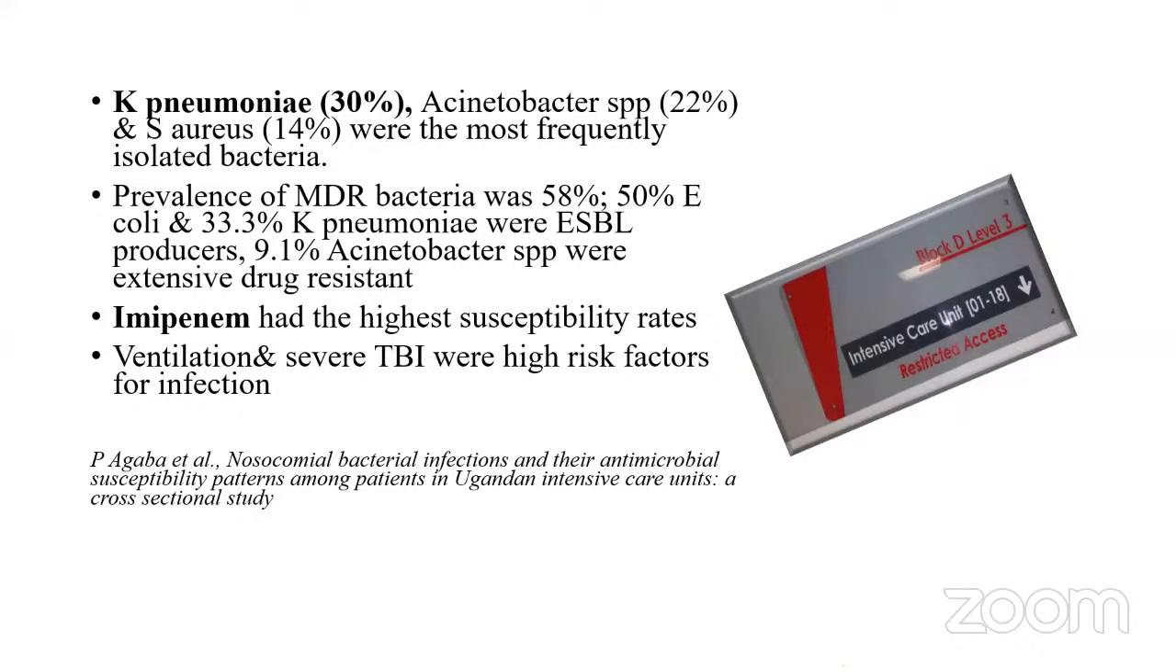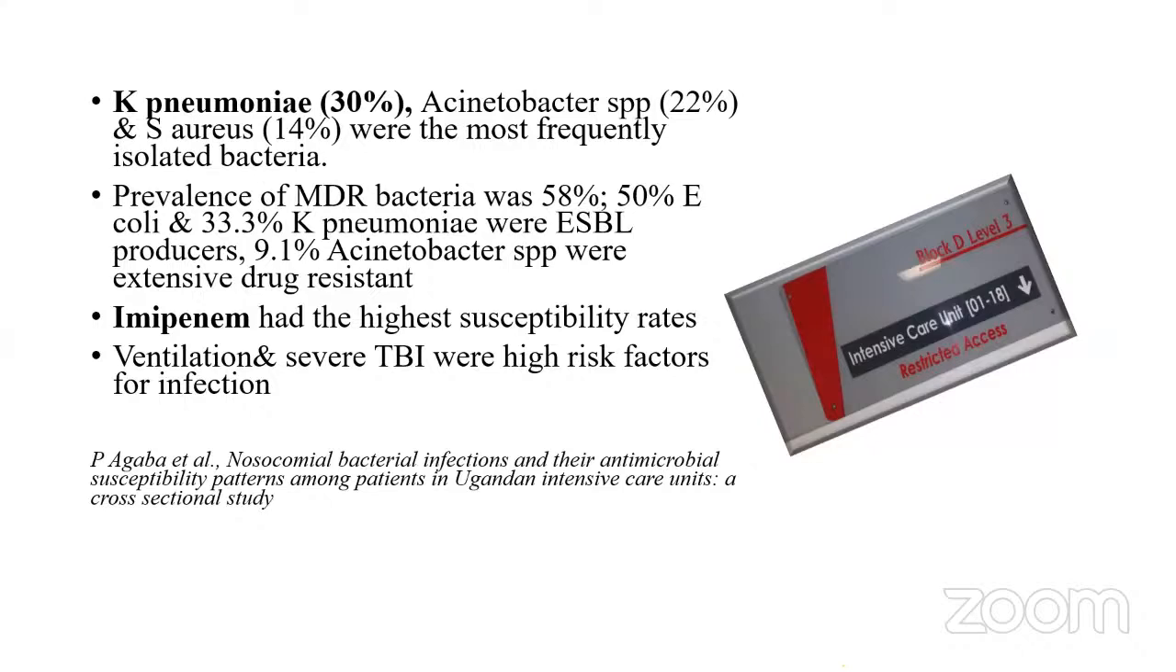That's quite high, 58%. And of the 58%, 50% were actually E. coli species, and 33% were Klebsiella. And these also had extended beta-lactamase producing capability. So they were likely to defeat most of the cephalosporins and the penicillins. The Acinetobacter species, especially, were quite hardy compared to everything else. They had the highest rate of extensive drug resistance. Imipenem was the antibiotic to which most of these bugs would succumb.